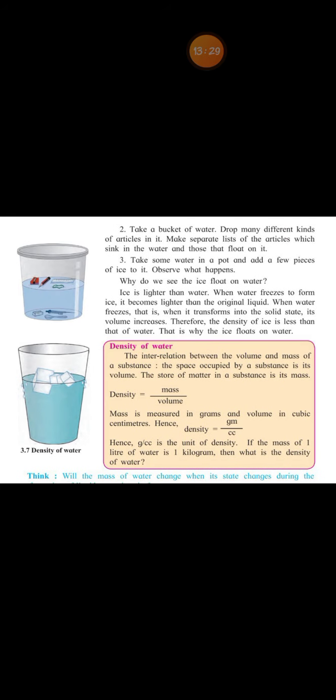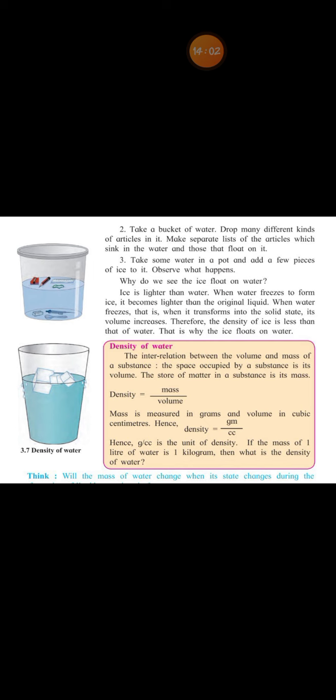Next, there is another activity. Take a bucket of water, drop many different kinds of articles in it. Make separate lists for those articles that sink and those articles that float. Fine, children. Take some water in a pot and add a few pieces of ice to it. Observe what happens. Why do we see that ice floats on water?